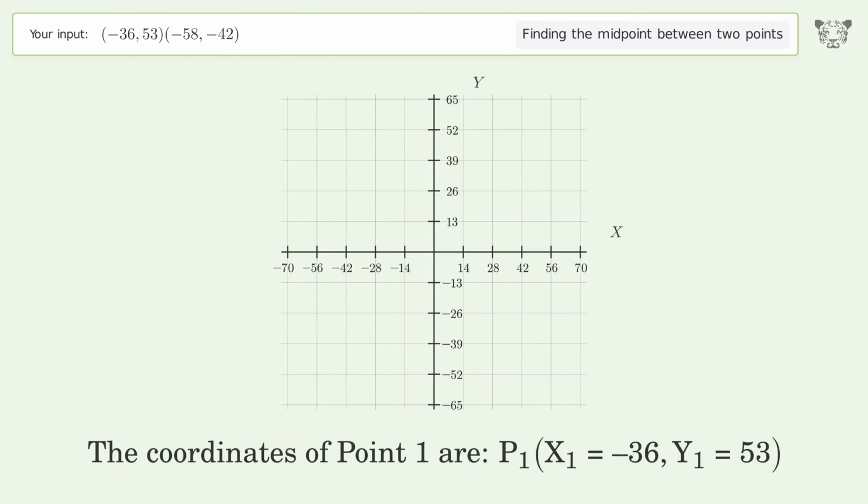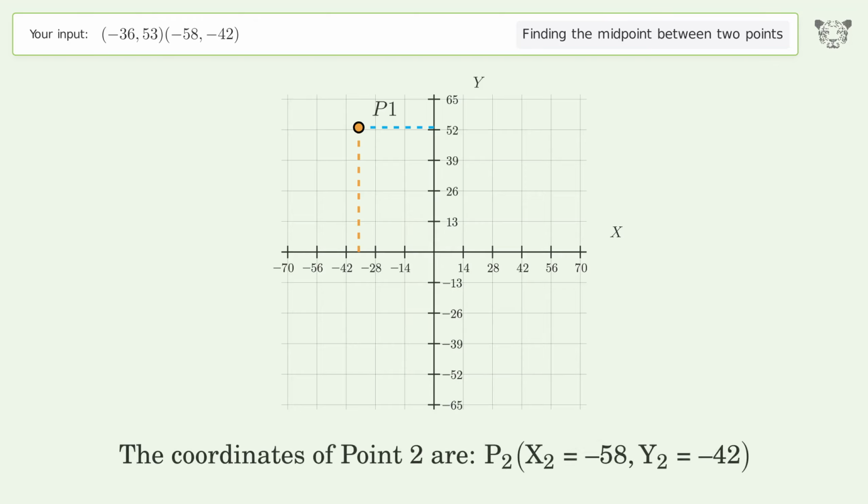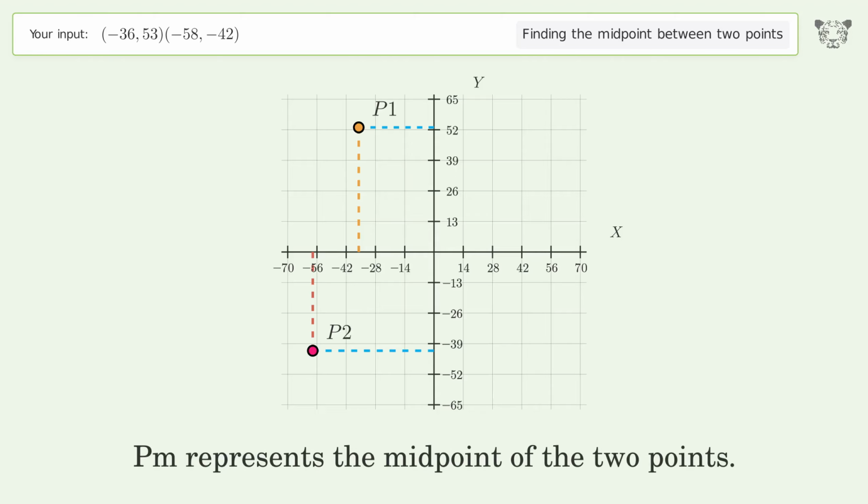The coordinates of point 1 are, x1 equals -36, y1 equals 53. The coordinates of point 2 are, x2 equals -58, y2 equals -42. PM represents the midpoint of the 2 points.